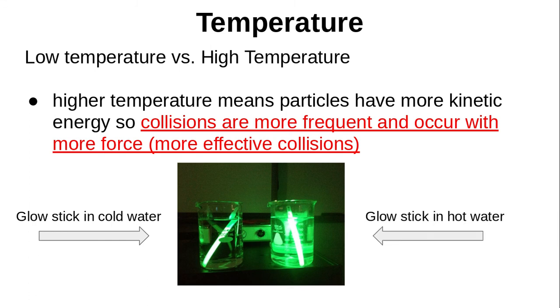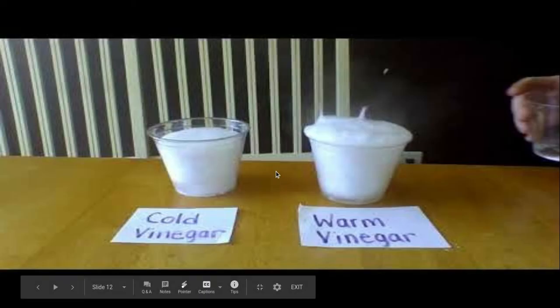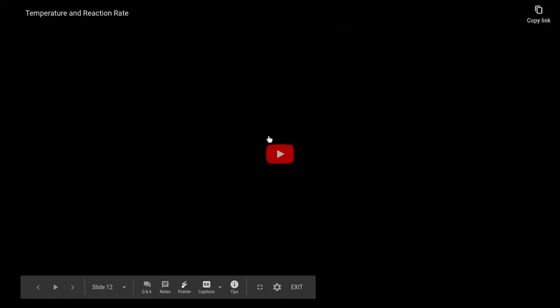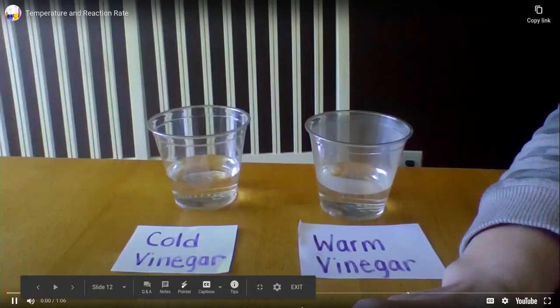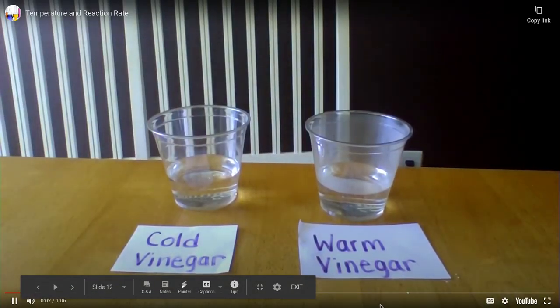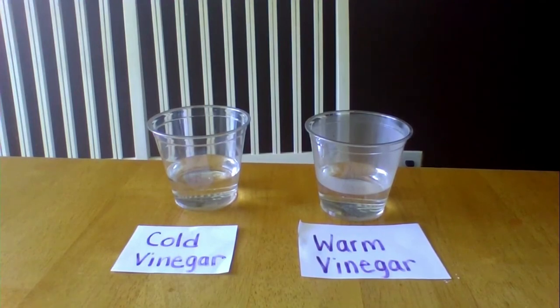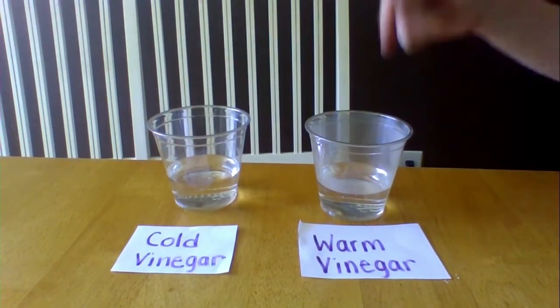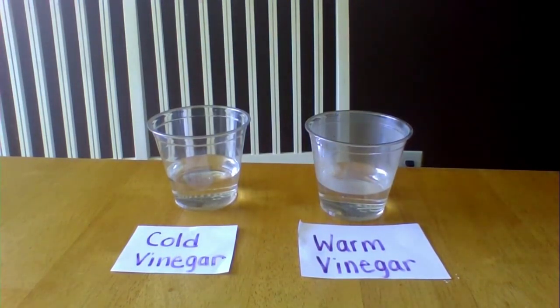Okay, and we're also going to take a look at a chemical reaction that you can actually see between vinegar and baking soda. We are going to demonstrate how the temperature of a substance affects the reaction rate. So what we have here is a cup full of cold vinegar and then a cup full of warm vinegar. So this I just put in the microwave for about 30 seconds, and the cold vinegar has been in the refrigerator for the last few minutes.